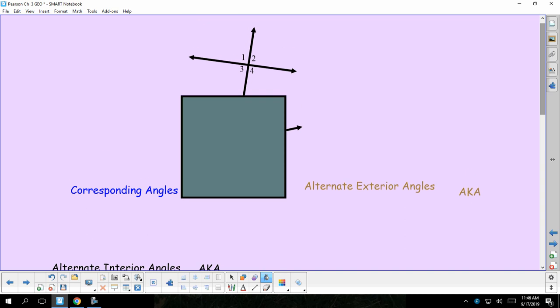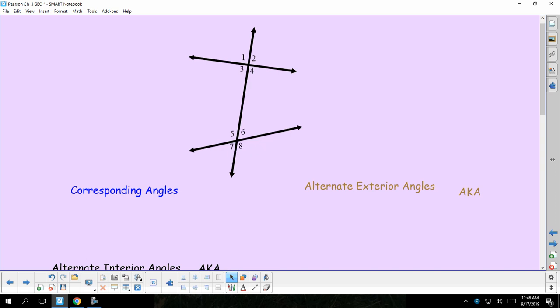What do I know about 1 and 4? What type of angles are those? Vertical angles. We know vertical angles are always congruent. What about 2 and 3? Also vertical. What about 1 and 2? What type of angles are those? A linear pair. What do we know about linear pairs? They sum to equal 180. The same thing applies with all of the relationships with the bottom set as well. But now in this chapter, we're going to look at the relationships between the bottom set and the top set.